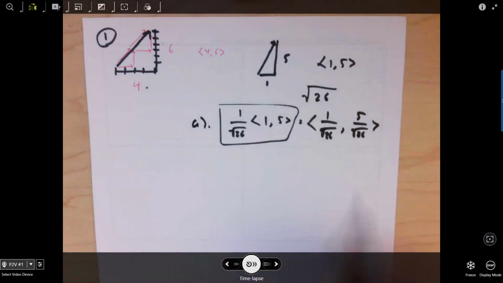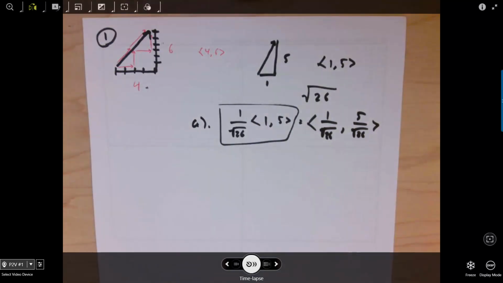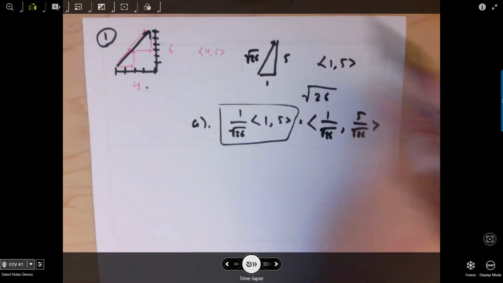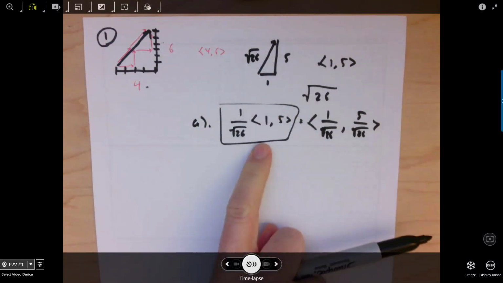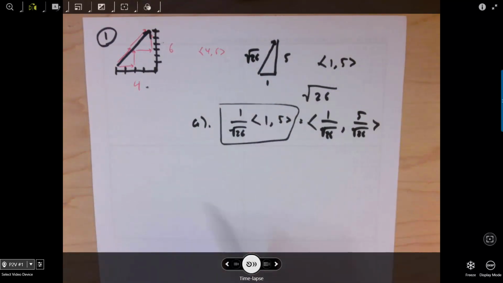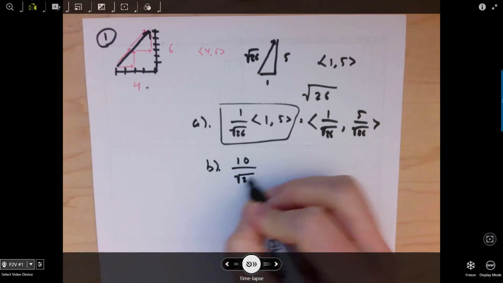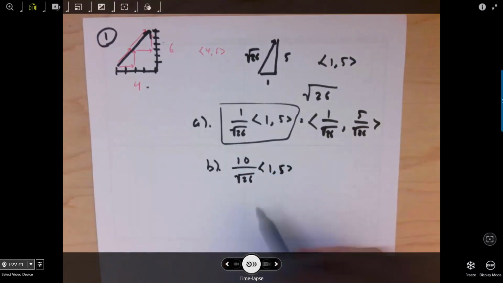Part B asks, what if we want a vector pointing in the same direction only with a length of 10 instead of with a length of 1? Well, let's just do this in two steps. I know that this one is length root 26. Step 1 is let's scale it down to be length 1. That's this vector. And then once it's length 1, I can multiply it to scale it up to be whatever size I want. So if I take the answer from part A and multiply it by 10, now I know its length has to be 10 because its length used to be 1. So that's a great answer for that question.